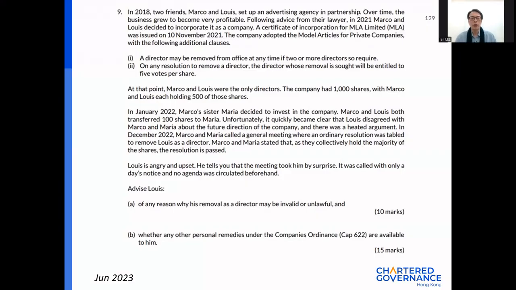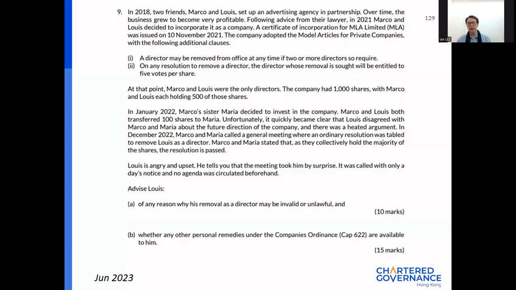A certificate of incorporation was issued on the 10th of November. The company adopted the model articles with the additional clause. Number 1, a director may be removed from office at any time if 2 or more directors so require. And on any resolution to remove a director, the director whose removal is sought will be entitled to 5 votes per share. So this is quite interesting because the clause is talking about how you can remove a director. And here you can see the requirement is 2 or more directors.